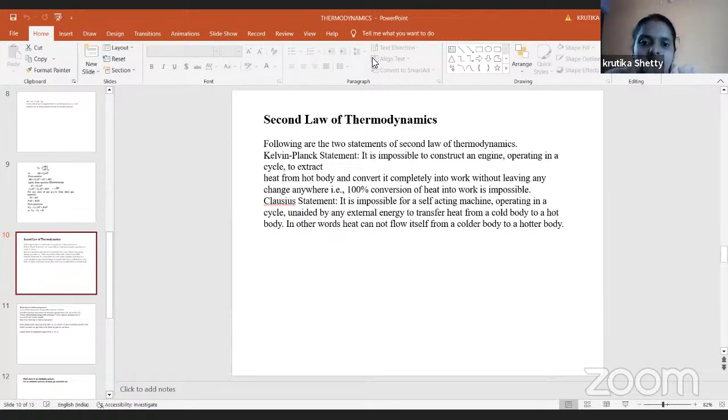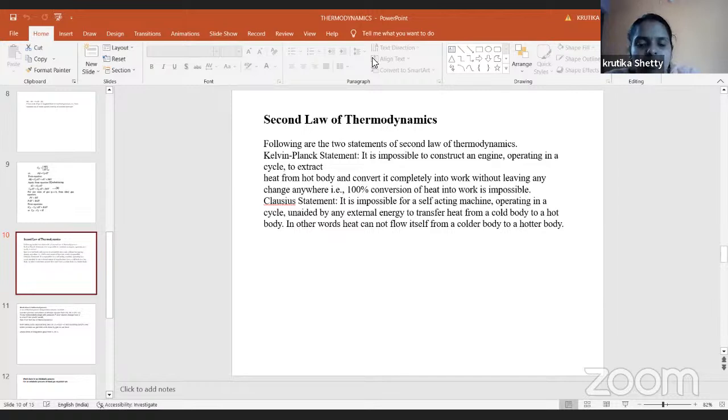The next is the Clausius statement. So what is the Clausius statement? It is impossible for a self-acting machine operating in a cycle, unaided by any external energy, to transfer heat from a cold body to a hot body. So in short, what is the conclusion of the Clausius statement here?